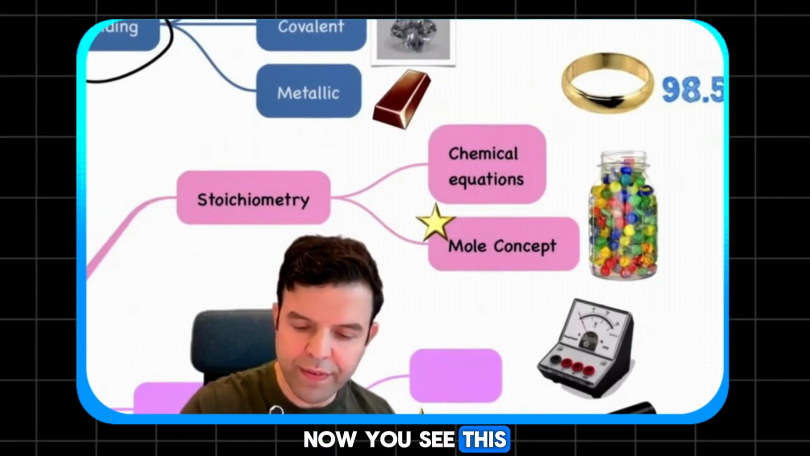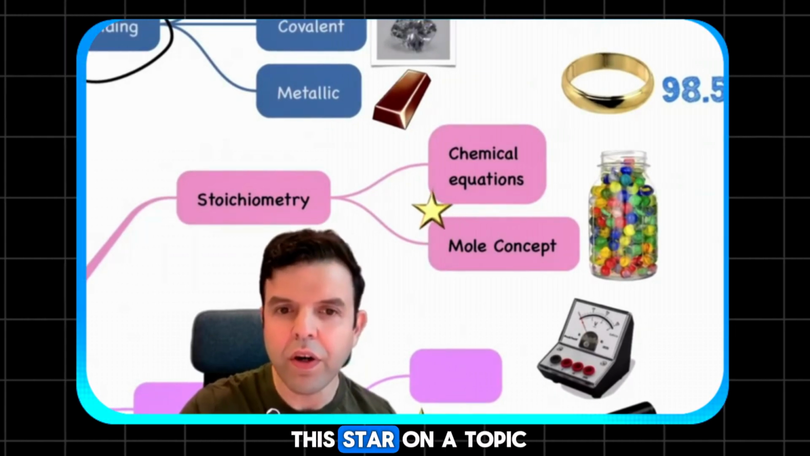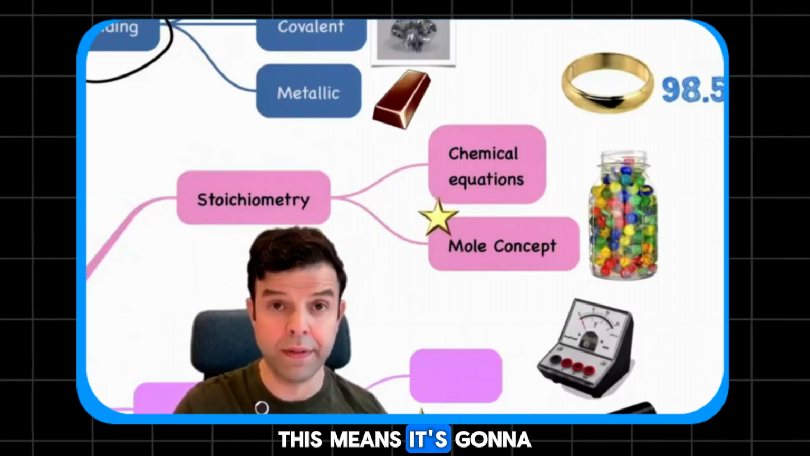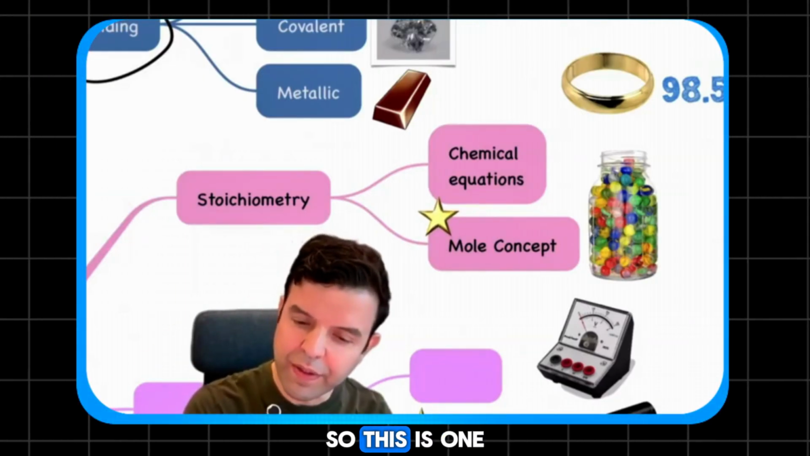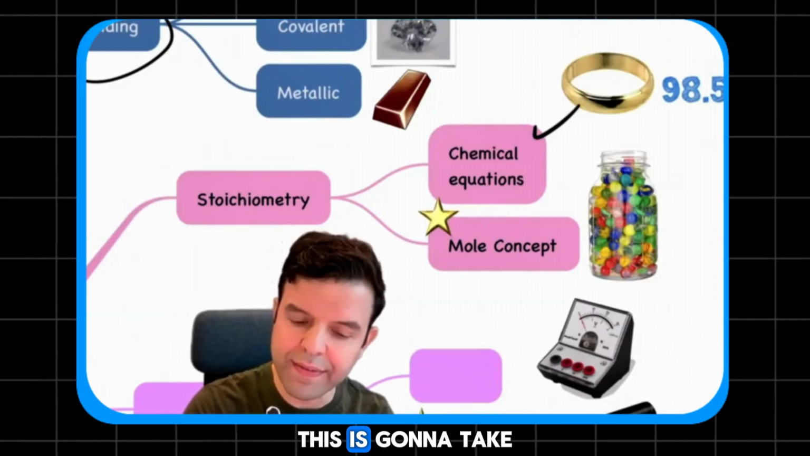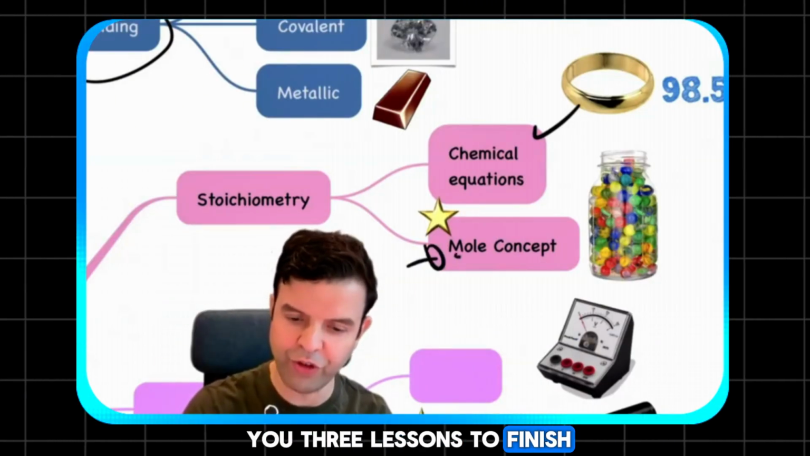Now, you see this star here. Every time you see this star on a topic, this means it's going to take you more than one lesson. So this is one lesson topic. This is going to take you 3 lessons to finish, okay?